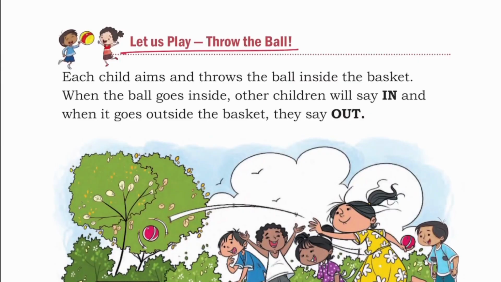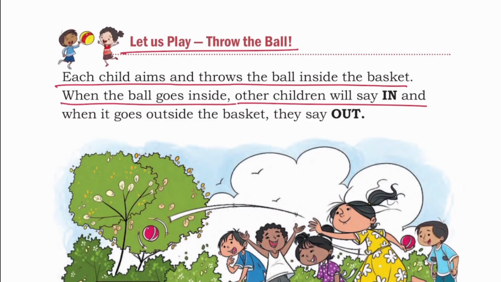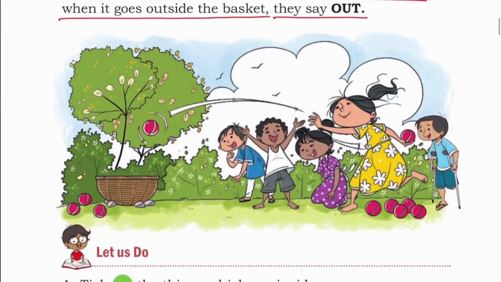Let us play throw the ball. Each child aims and throws the ball inside the basket. When the ball goes inside, other children will say in, and when it goes outside the basket, they say out. You can see children are throwing the ball one by one. If it gets inside the basket, other children will say in, and if it gets outside the basket, other children will say out.